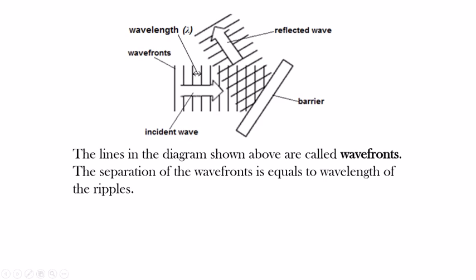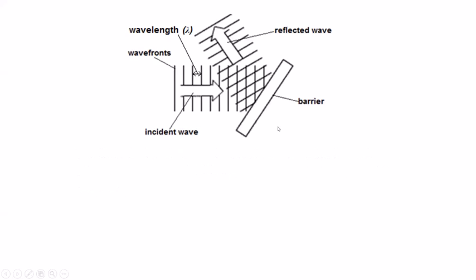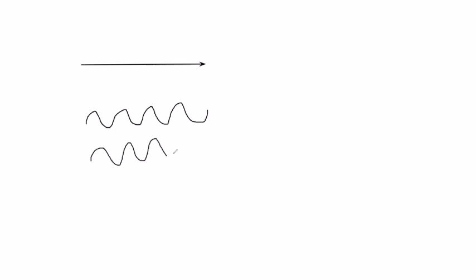The lines in the diagram shown are the wave fronts. What is the meaning of the wave front? For example, if I say waves are moving from left to right, this is one wave moving from left to right, this is another wave moving from left to right, and another wave moving from left to right. So there are so many waves moving from left to right, and it is difficult to draw all of them.